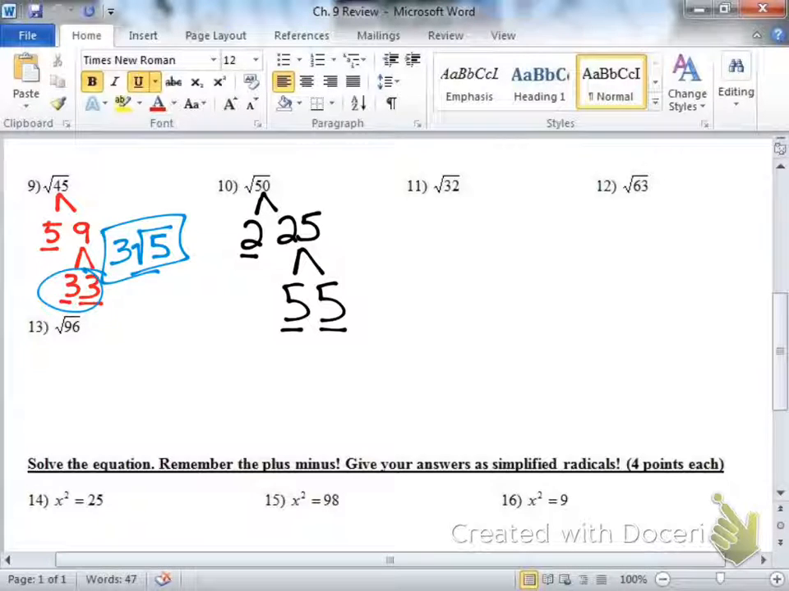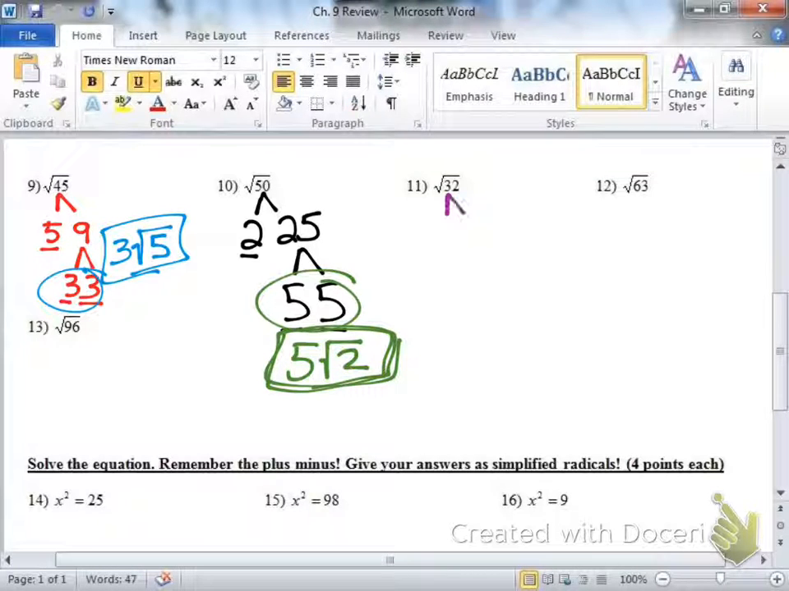All right, so who's on the outside? The 5. Who's on the inside? The 2. Good. All right, 32.